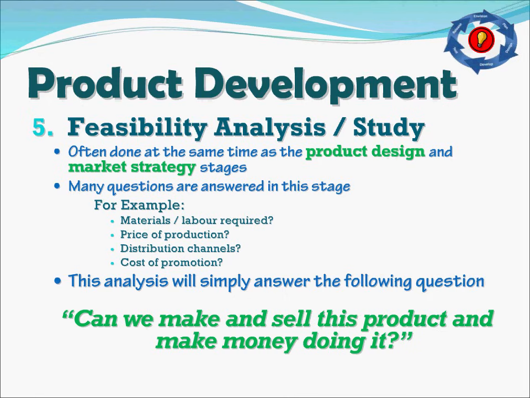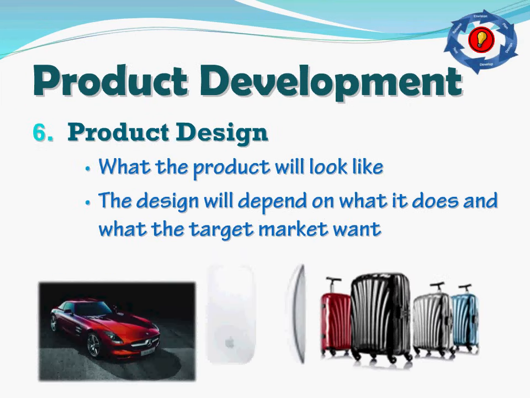So once you've done your product design, once you've kind of addressed your 4 Ps, or at the same time, you then need to ask various questions. Do you have the materials and labor required to produce this product? Is the price of production going to be way too high? Do you have the distribution channels in place to get your product to the consumer? And what about promoting your product? How will you do this? Will it be cost effective? Basically, again, you are answering this very simple question. Can you make and sell this product while making money doing so?